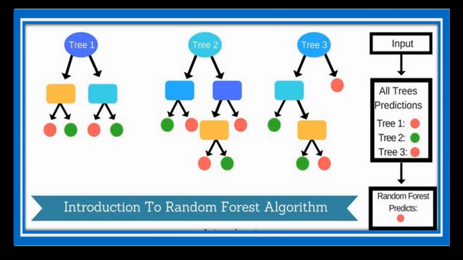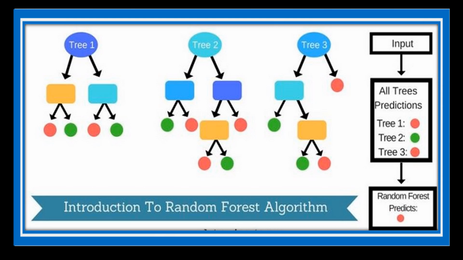Now next comes the random forest. This random forest is a machine learning technique that builds an ensemble of decision trees to create a powerful predictive model. It works by training multiple decision trees on different subsets of data and then combining their predictions to make a final decision.